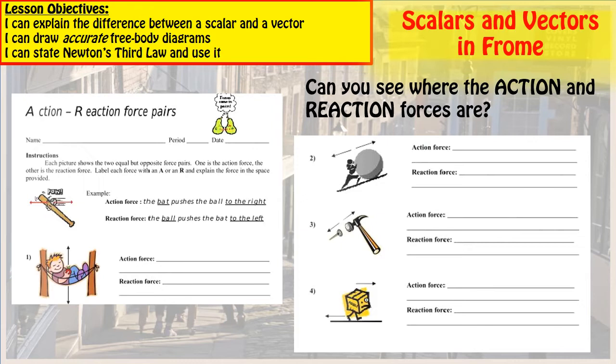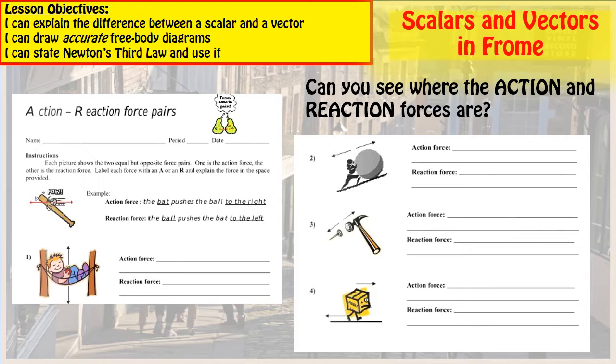So let's look at the example. We've got a baseball bat hitting a baseball. The action force: the bat pushes the ball to the right, and the reaction force: the ball pushes the bat to the left. So you might have done this. Maybe you've played badminton or tennis or cricket or hockey, and when you strike whatever ball it is that you're hitting, you might have felt that the bat or the racket actually goes in the opposite direction once you've struck the target.